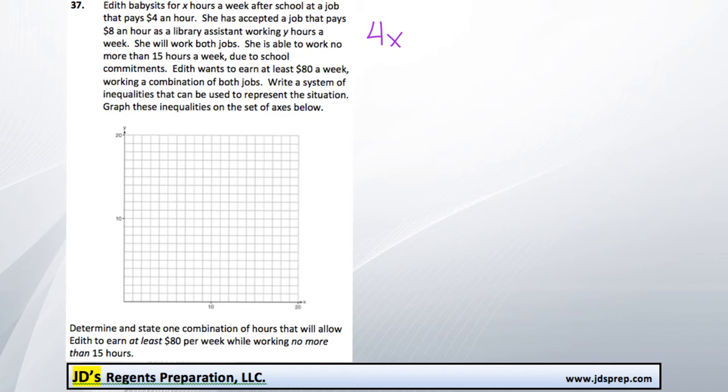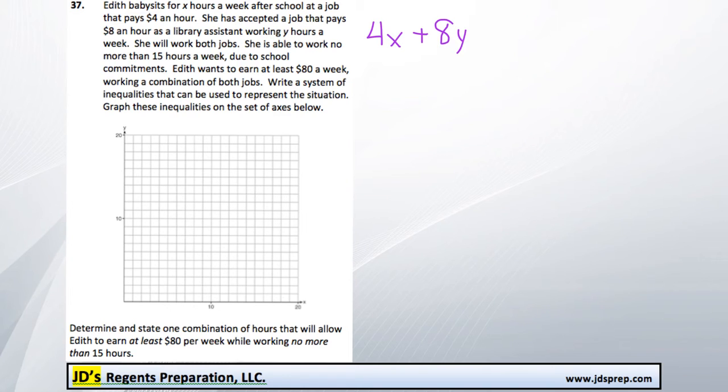And then she's accepted a job that pays $8 an hour as a library assistant, working y hours. So if we were to add the amount of money that she's making as a library assistant, we do $8 an hour times the number of hours she's working. So that's our variable y.